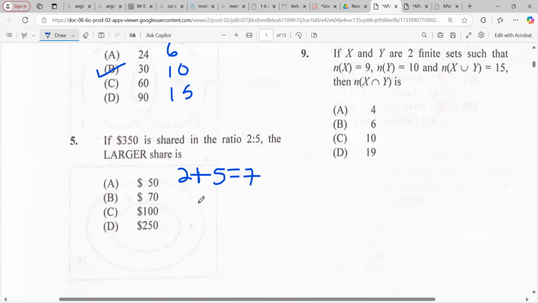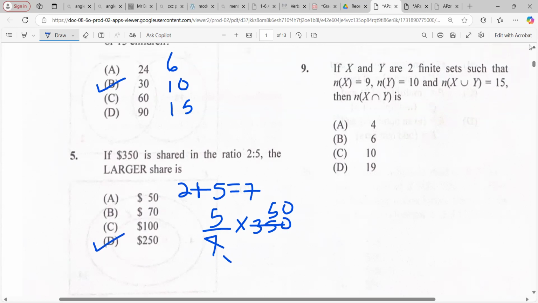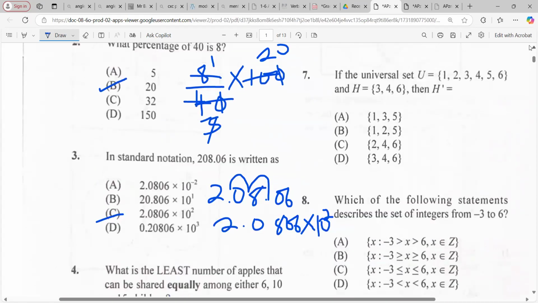Or we can do it the long way, which is 5 over 7 times the 350. We still have to calculate how much for one share. So 7 into 350 goes 50 times. So one share is actually 50. So 5 times that will give us 250. So the larger share is 250 and the smaller share would have been 100. Doesn't matter. They never asked for that, right? All right, let's move on.